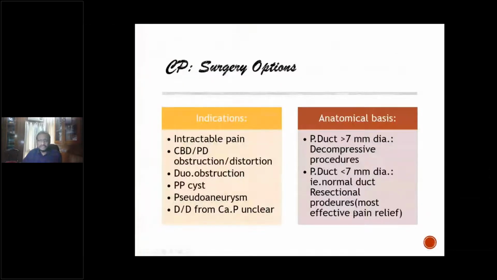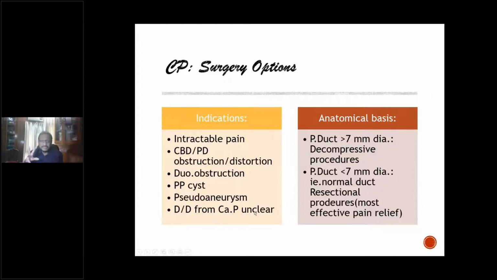You can go in for doing excision or transection of these nerves, giving 50% long-term and transient relief in 70% of patients. So the surgical options in chronic pancreatitis, the indication says that despite all the conservative methods, your pain is not responding, intractable pain. The CBD or the pancreatic duct obstruction is there, duodenal obstruction is there, pseudocyst has formed, pseudoaneurysm is there, and a differentiation from carcinoma pancreas is unclear.